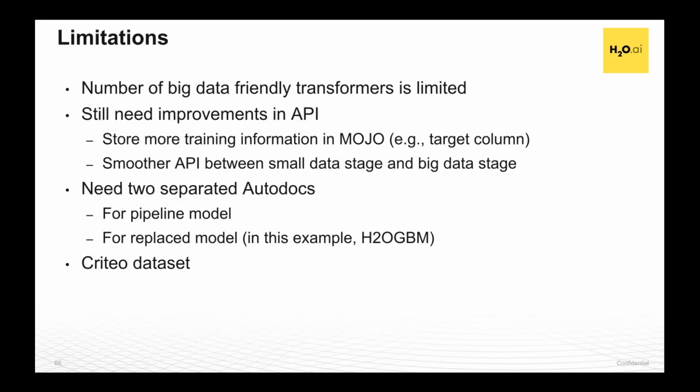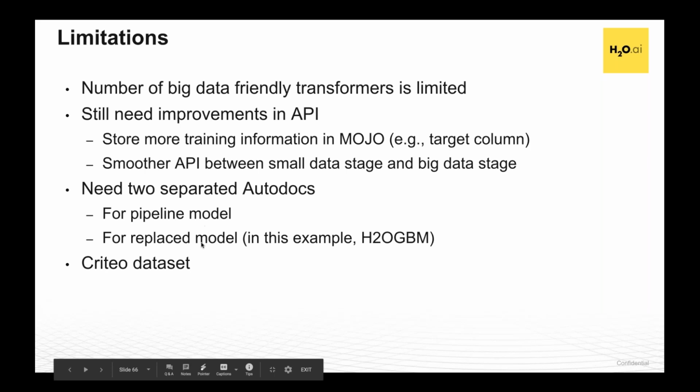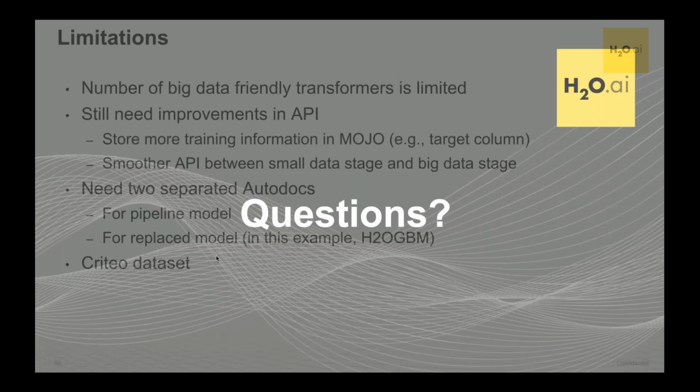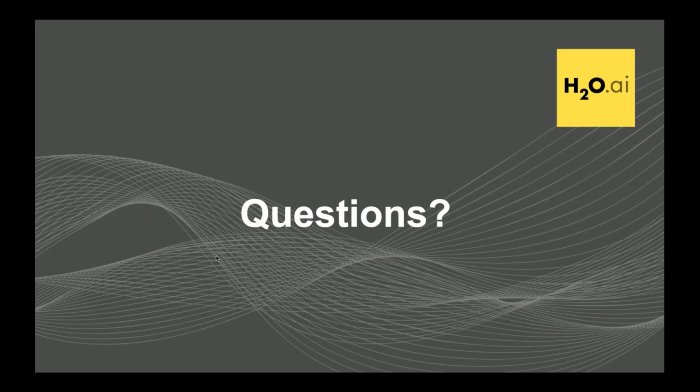There are a few limitations on this. We have lots of transformers in Driverless AI, but not all of them are big data friendly. Then there are some API improvements which need to be done, and the auto documentation which comes out of this needs some introspection or API changes, etc. So that's all from me. If you have any questions, I would be happy to take them.